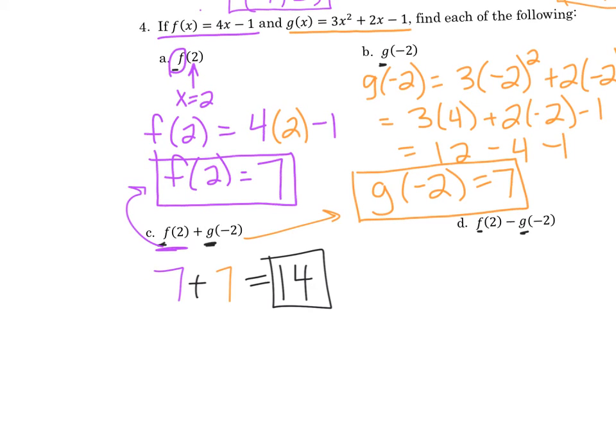So now we're over here at D. We already know f of 2, like we said before. f of 2 is just 7, minus g of negative 2, which is also 7, which means our answer here is 0. So, ladies and gentlemen, that was part 1.